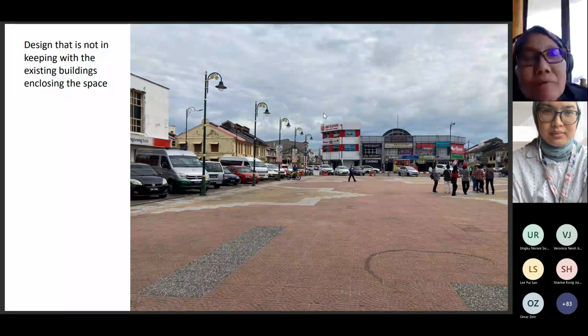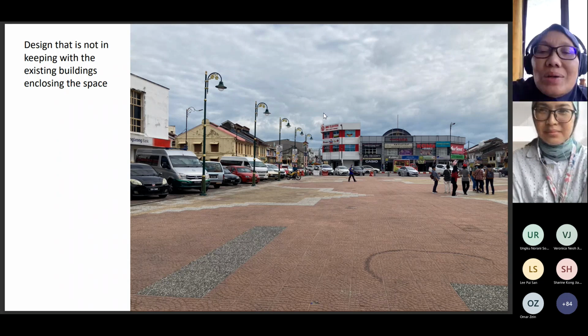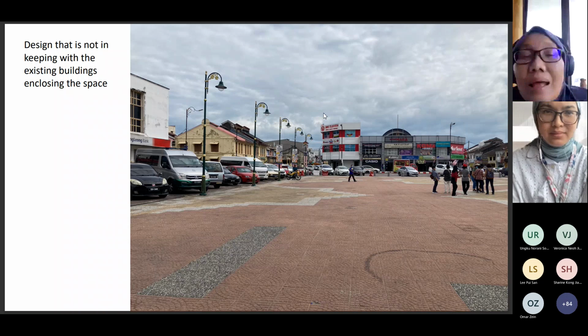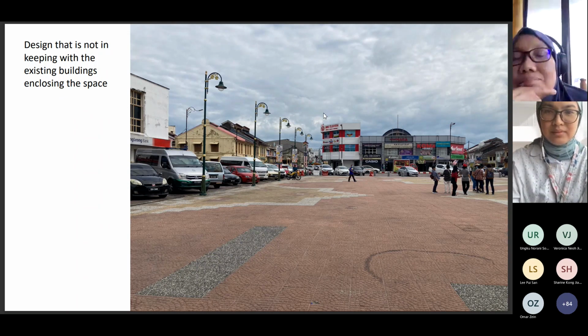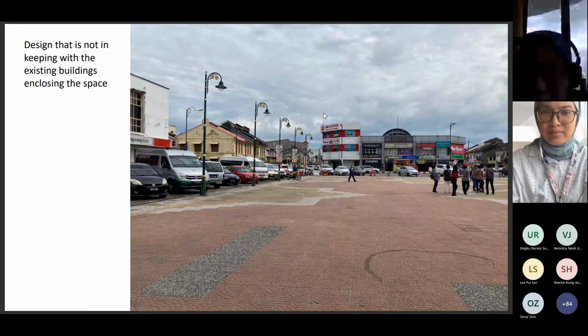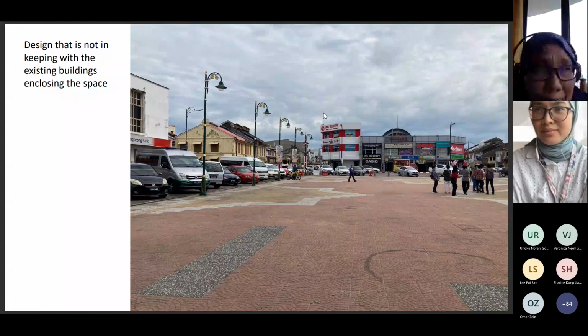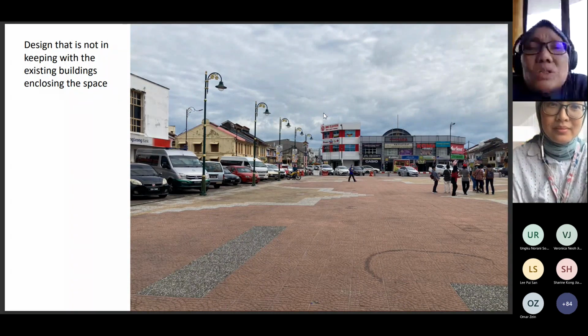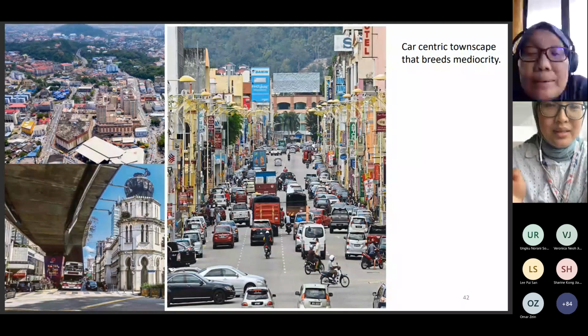So here is design that is not in keeping with the existing buildings enclosing the space. You have a beautiful space here that is enclosed by all the buildings, and you have the leaning tower in Intan, and then suddenly you see this building. You look at the shop houses, they have a sense of unity and uniformity, respecting the space. But then suddenly you have this row of shop offices or a supermarket that is not responding to anything. This is the kind of mediocrity that you can see everywhere in our townscape, either in the ordinary towns or even in the major towns and cities. Next. There is no principle of keeping being applied in design.